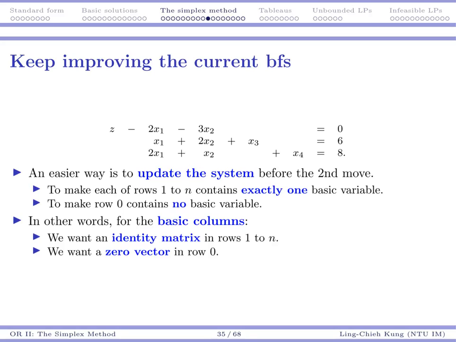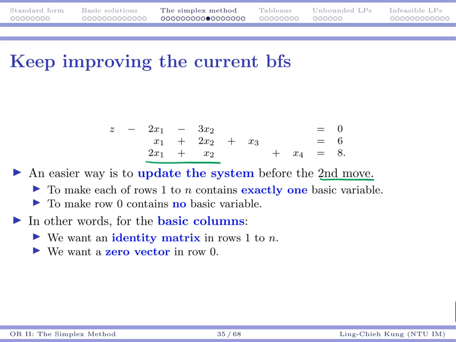So the thing is that, because we know x2 has some impact on x1 and x3, maybe we should fix the system or update the system before we try to do our second move. Okay? The idea is the following.